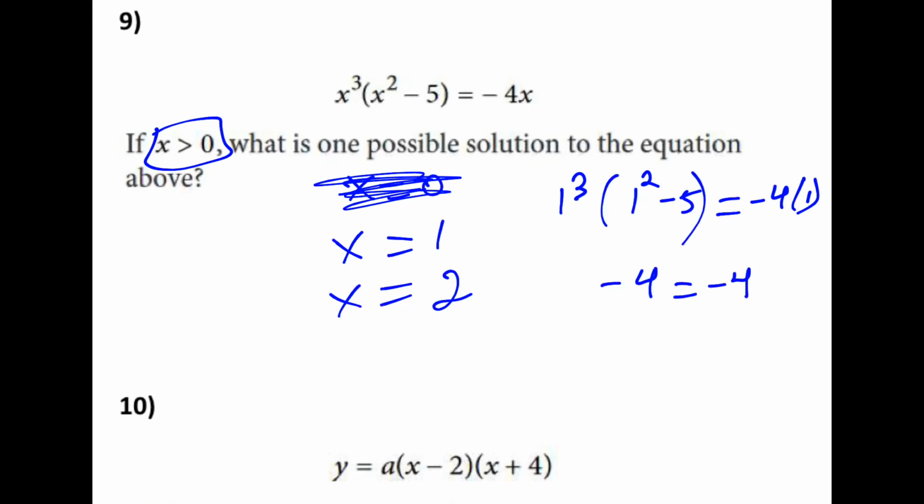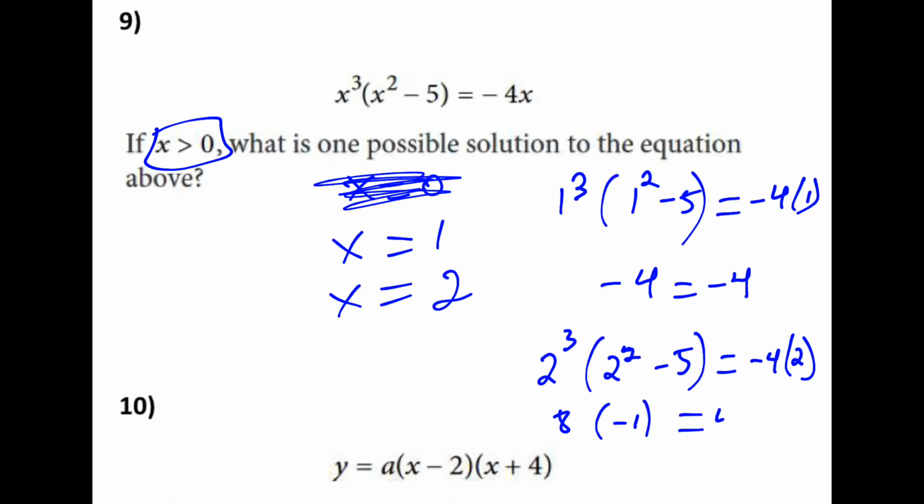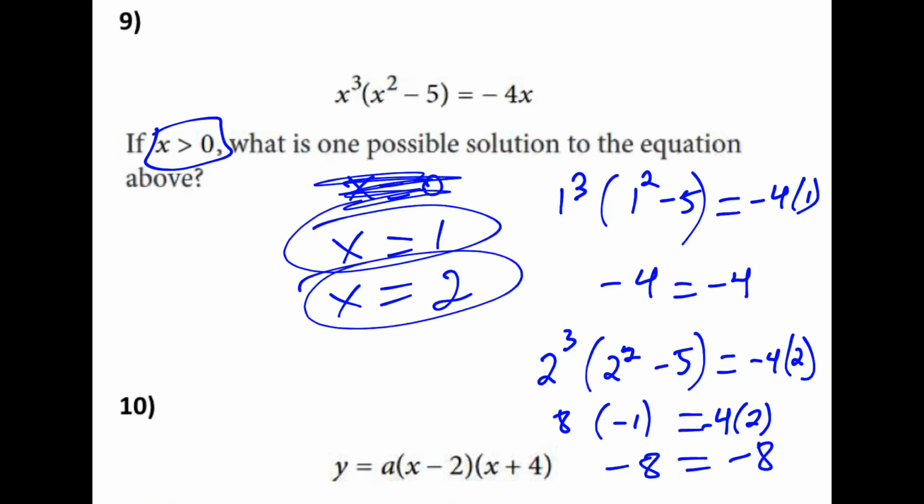Well, yeah, it is actually. And then if I tried 2, this would become 8 times -1 is equal to -4 times 2, which also works. So bizarrely enough, the first two I tried worked, and they're both bigger than 0. Sometimes guessing and checking with simple numbers will lead you down a good path, especially when you only need one possible solution and there's a bunch of them.